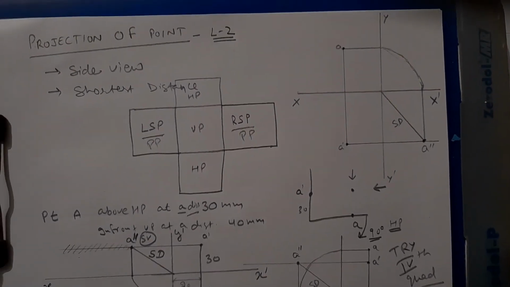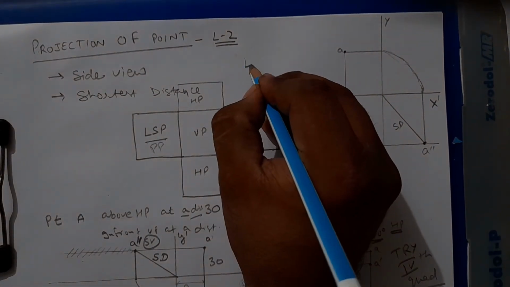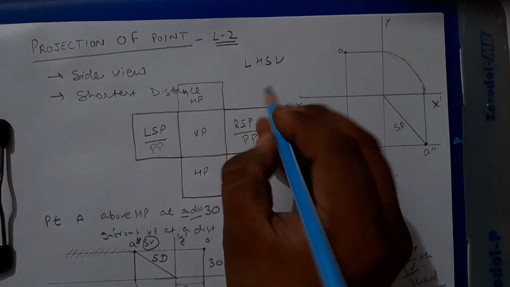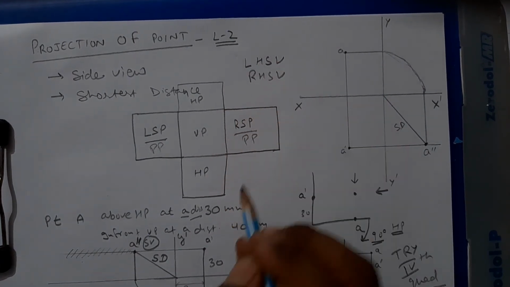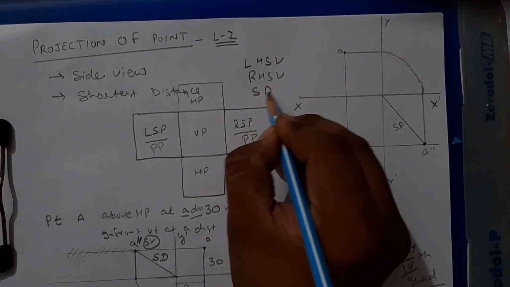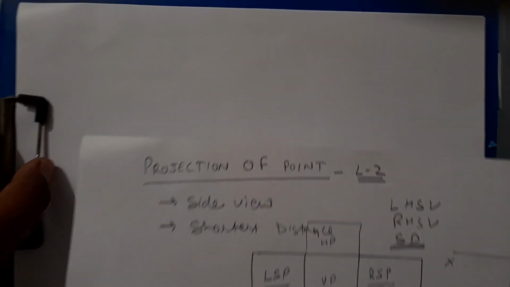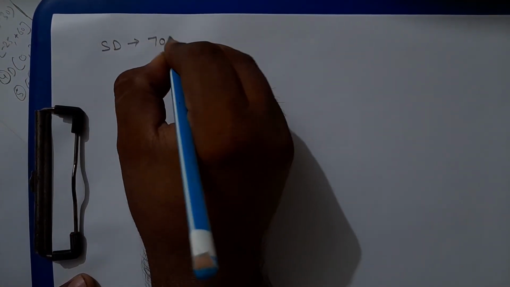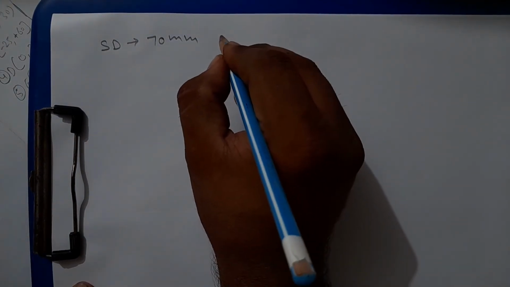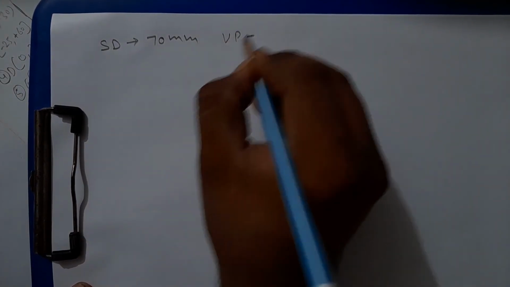Now here we covered the left hand side view or LSV, the right hand side view or RSV, and the shortest distance. This is the way we find it when only the distance from VP and HP is given and we can find out the shortest distance. But sometimes the shortest distance is given, like 70 mm, I am just taking an example, and the distance from either VP or HP is given. The second one we need to find out. I am just taking a glimpse of it.